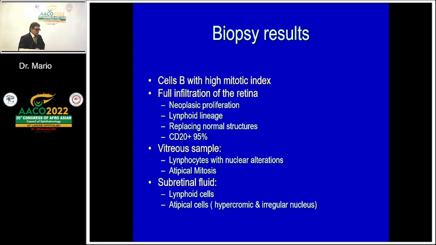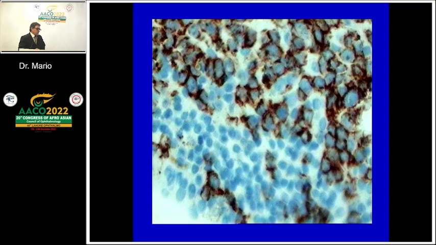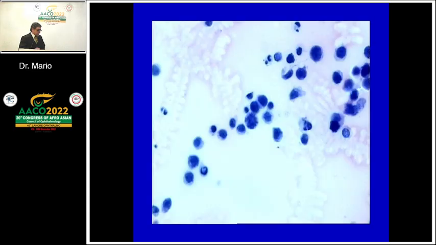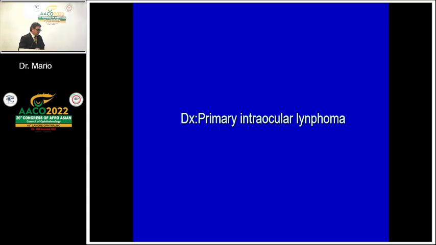And so the diagnosis finally was, and you can see here, the nucleus and the atypical cells. So the diagnosis finally was a primary intraocular lymphoma. So it was a tricky case.